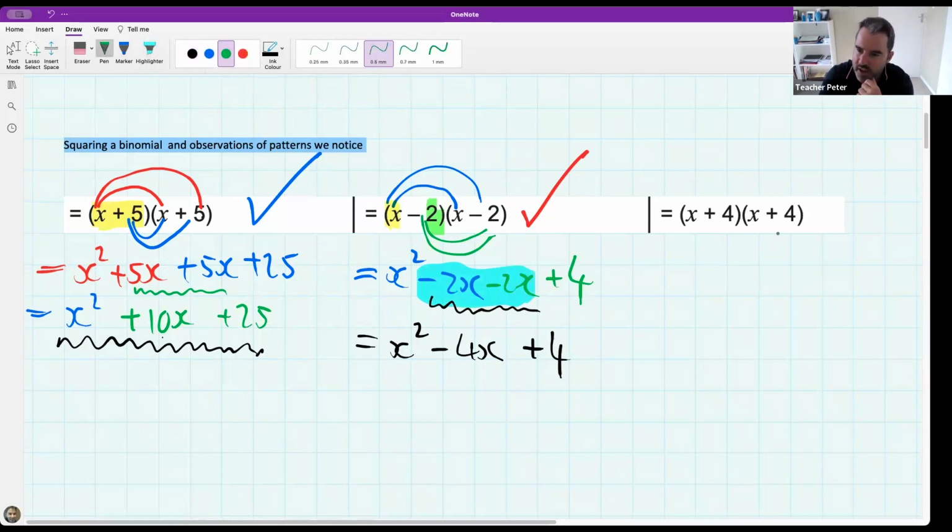Now I want you to try and do the third one. Can you do that? And then I want you to pop the answer in the chat when you're done.